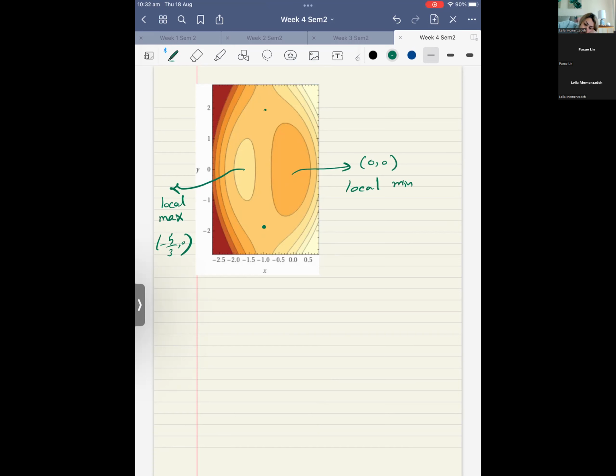And these 2 points are critical points, but not the minimum and not the maximum. This point and this point would be 1, minus 1 and 2. This point would be minus 1 and minus 2. This would be the saddle point. And this one would be the saddle point as well.